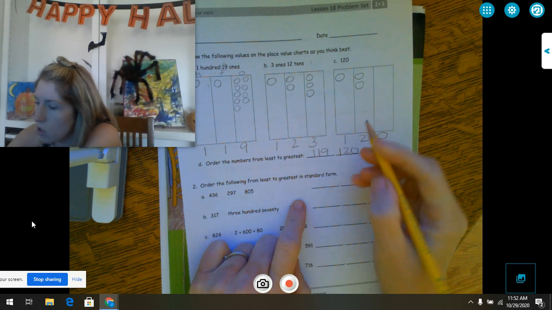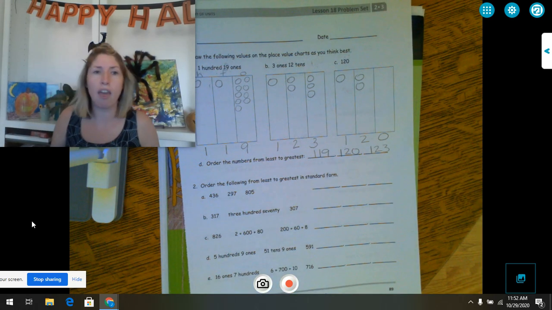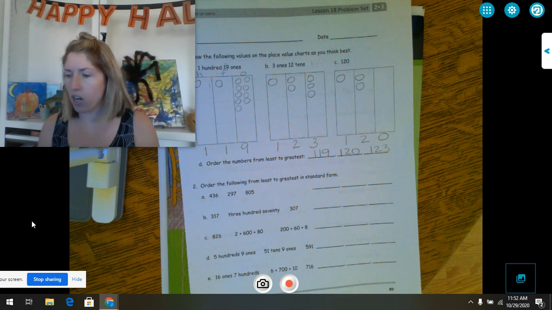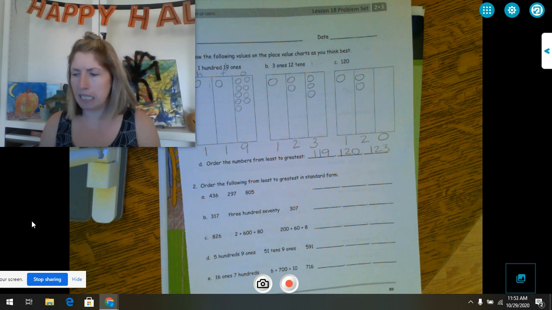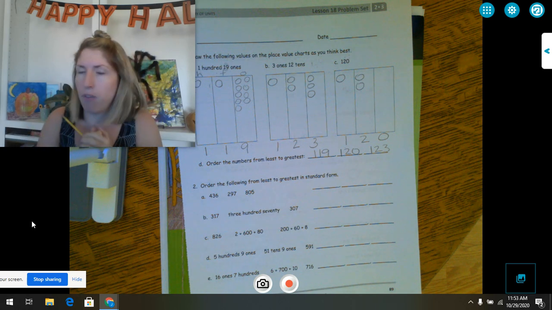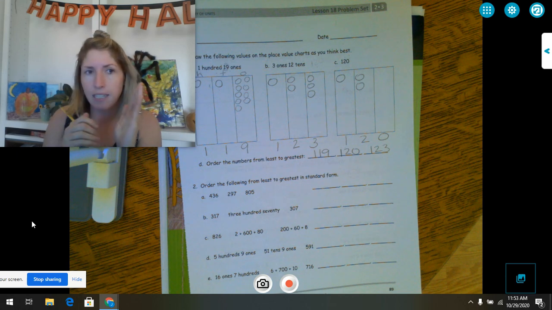And that leaves us with just one number left to be the greatest number, and it's 123. Next one. Order the following from least to greatest in standard form. Standard form is just the regular old boring number form, so that's an easy one to do. We're going to take those numbers and put them from littlest to biggest.